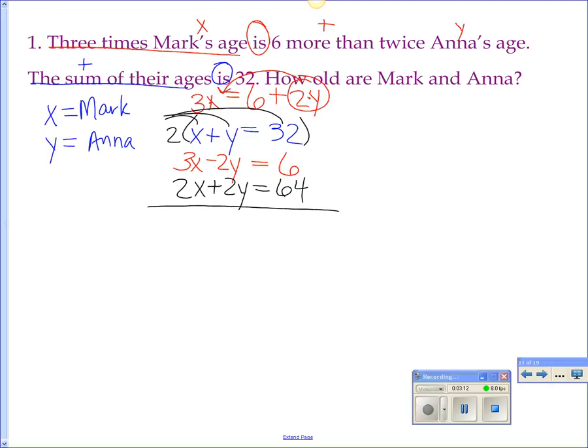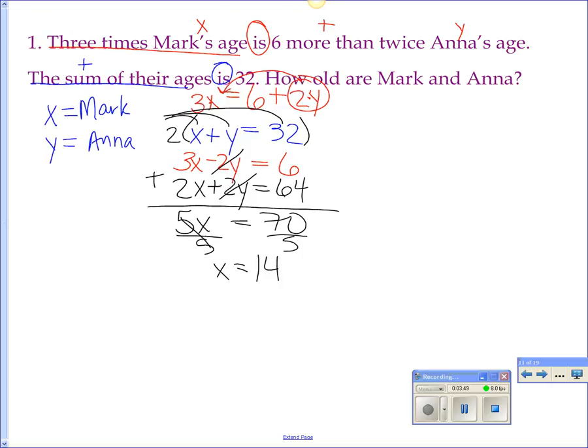All right, draw my line. Okay, and we're going to add these. So what's 3 plus 2? 5. My y's cancel. 6 plus 64 is 70. And what do I do next? Divide by 5. 5, 10, 15, 20, 25, 30, 35, 40, 45, 50, 55, 60, 65, 70. 14.